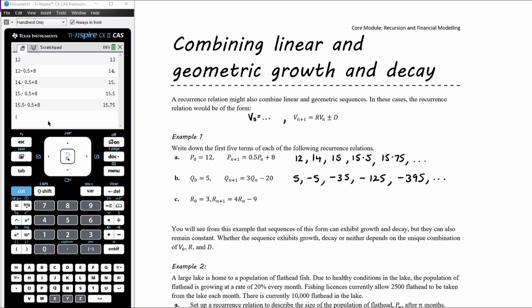Alright, let's just check my mental maths. I'm not going to claim to be outstanding at mental arithmetic. Alright, so I've confirmed 5 as my first value. I'm then going to multiply that by 3 and subtract 20.